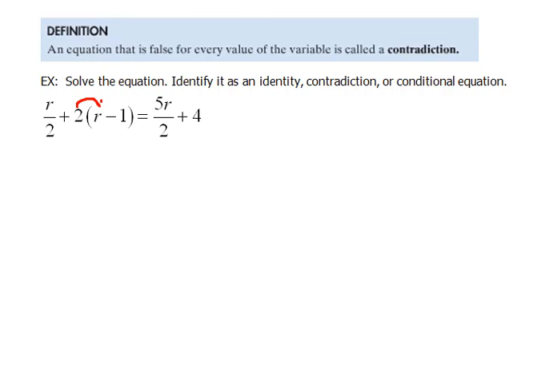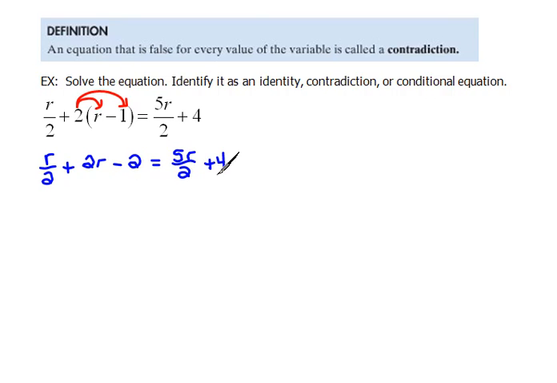So in this case, and I know that here we have fractions, but seriously, we can't deal with that right now. We need to take care of our distribution before we do anything else. So when I distribute that through, now we'll have r over 2 plus 2 times r would be 2r, and 2 times negative 1 would be a minus 2 equals 5r over 2 plus 4.